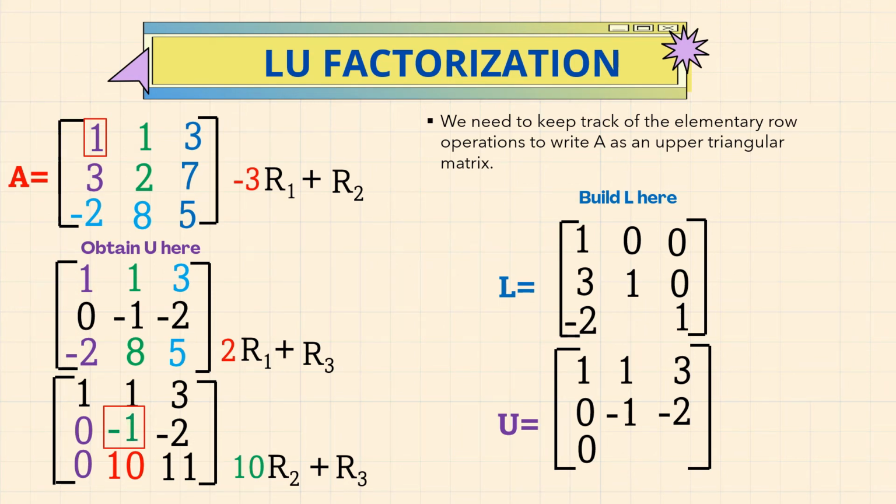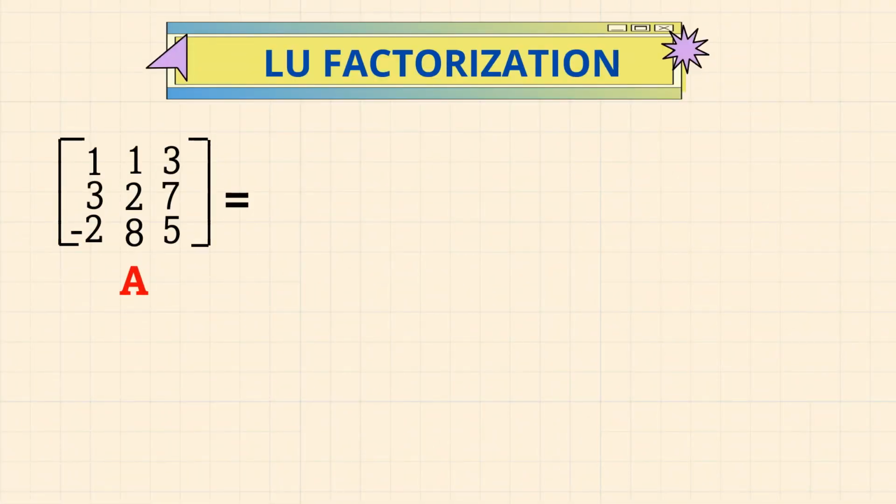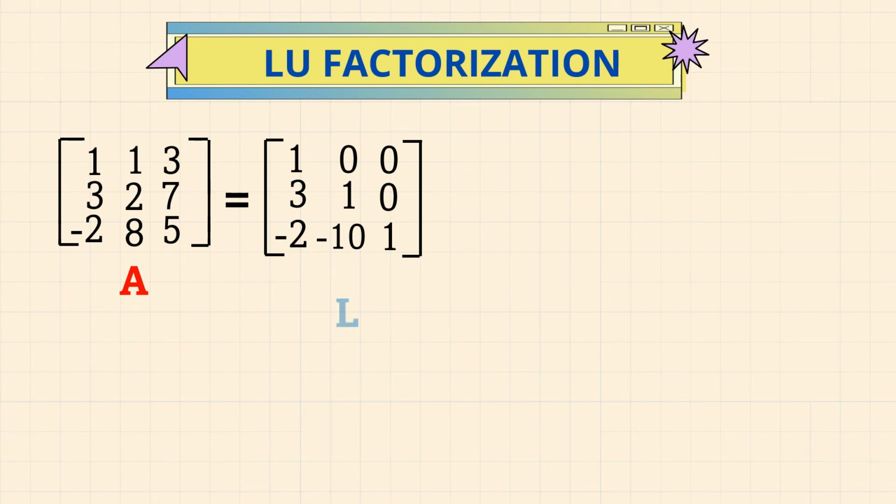10 times 0 is equal to 0 plus 0 is equal to 0. 10 times negative 1 is equal to negative 10 plus 10 is equal to 0. 10 times negative 2 is equal to negative 20 plus 11 is equal to negative 9. Then take the opposite of 10, which is negative 10, and put it in row 3, column 2. This is the way we're going to solve the LU factorization. Let's sum up our answer. This is matrix A, which is equal to the lower triangular matrix times the upper triangular matrix.